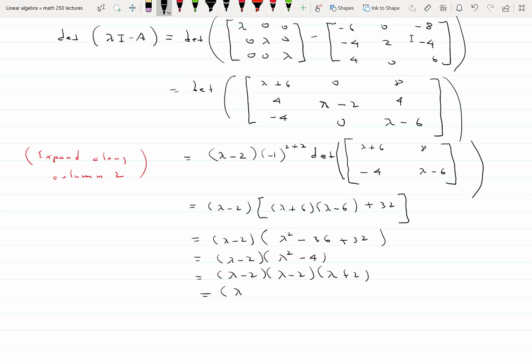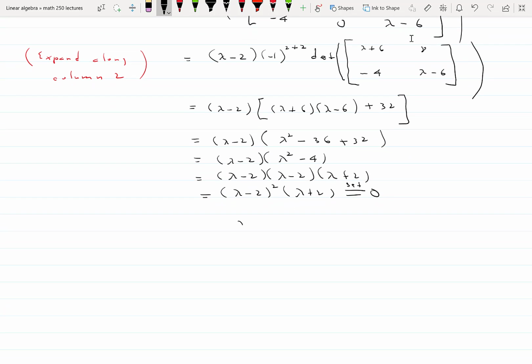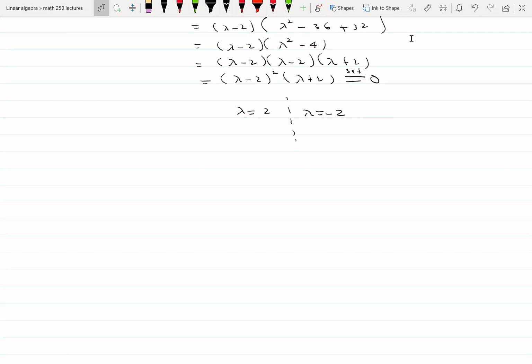So we have a 0 of multiplicity 2. We set this equal to 0. That's our auxiliary equation. So we get lambda equals 2, a 0 of multiplicity 2, and lambda equals negative 2. Okay, so that's the first step: find the eigenvalues. The next step is to solve for the eigenvectors that correspond to the particular eigenvalues. So let's handle them one at a time. The order in which you handle them is not important. So let's take negative 2 first.